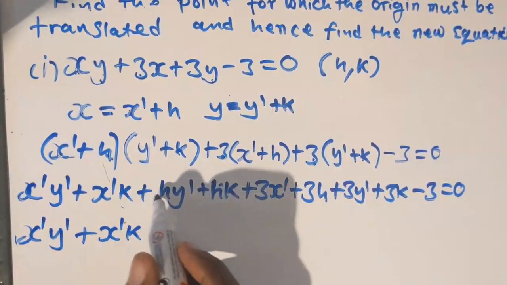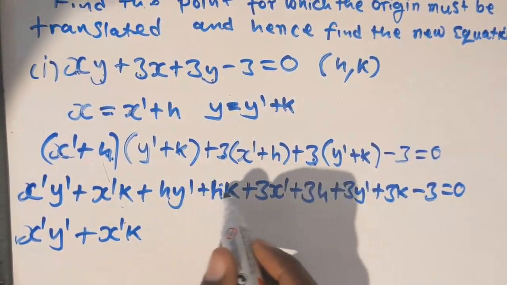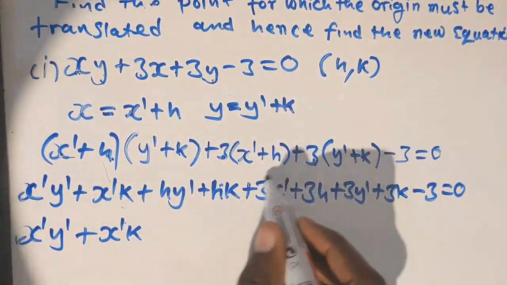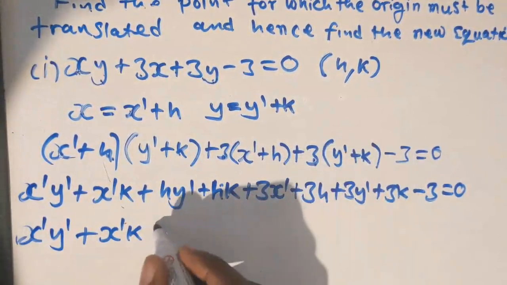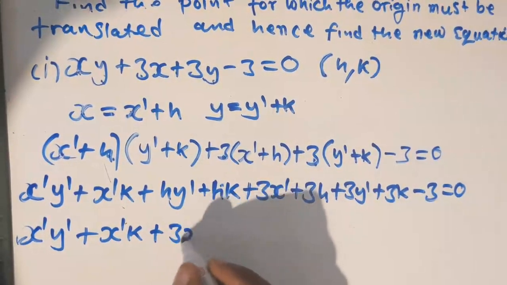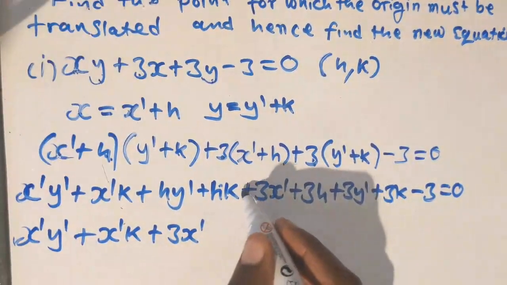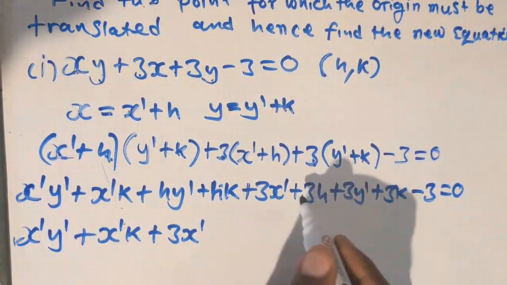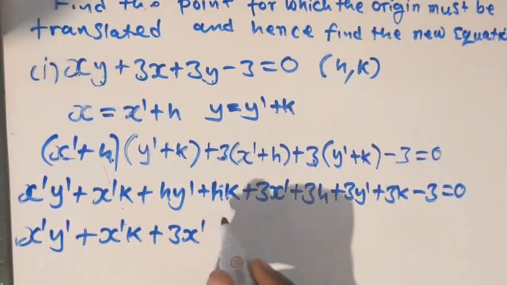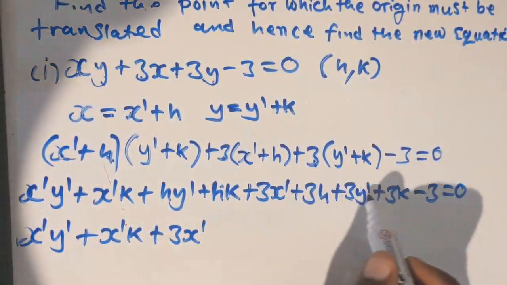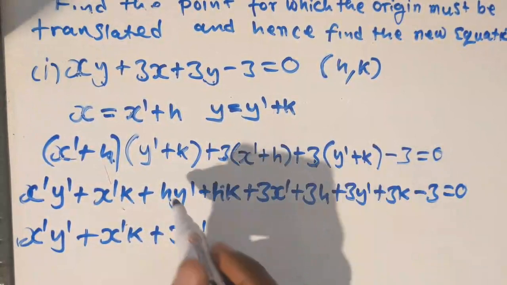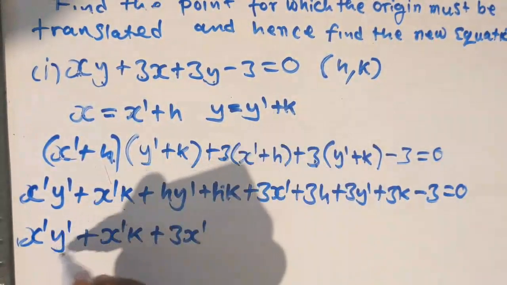So which one has x prime in it? So this, which one? There is 3x prime. So you get the positive 3x prime. So you get it together with the sign. If there is negative, you get negative 3x prime, but there is positive. So do we have any with x prime? No, we don't have. So we go to the one which has y prime.